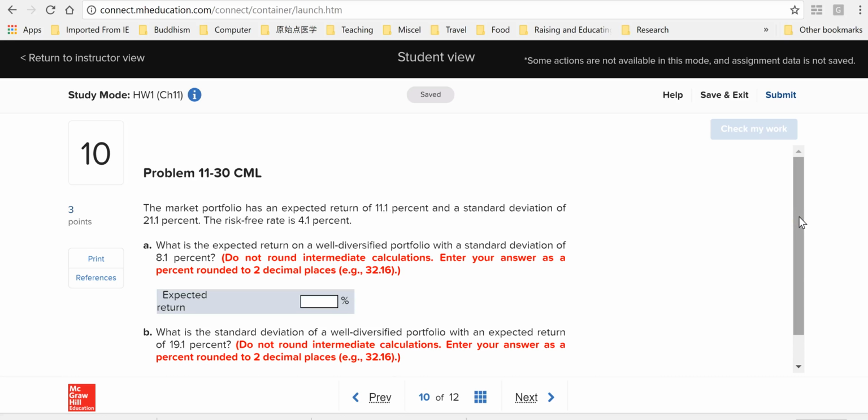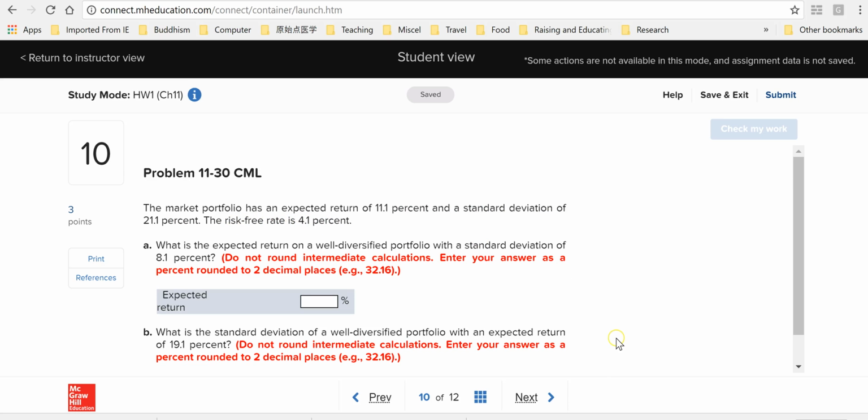This is question number 10 of homework 1. So this is the CML, which stands for capital market line. The question is related to the capital market line. The market portfolio has an expected return of 11.1% and a standard deviation of 21.1%. The risk-free rate is 4.1%.